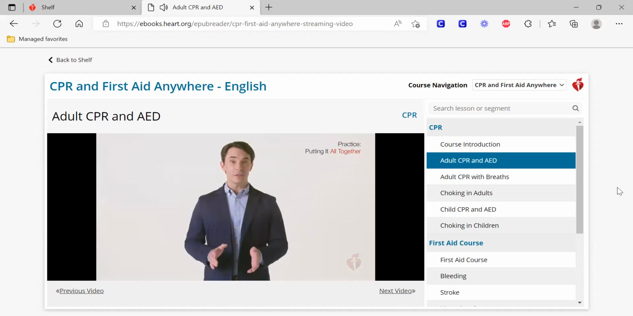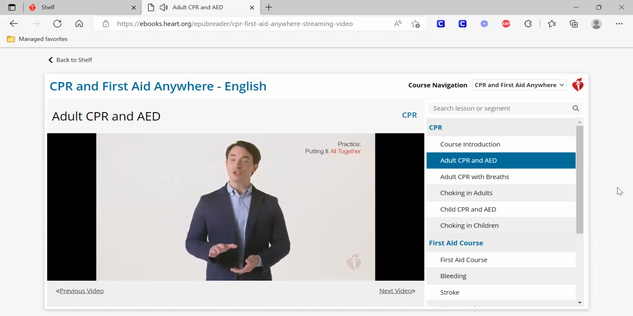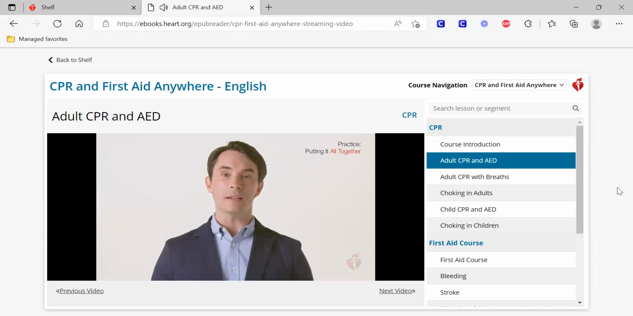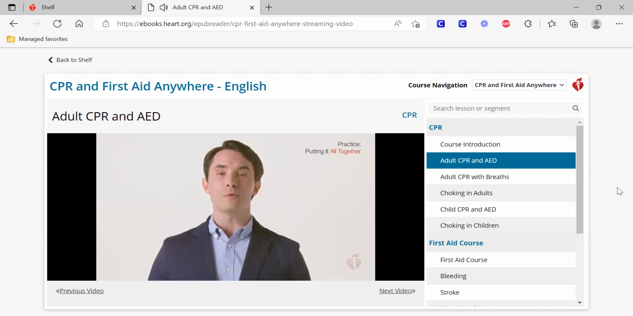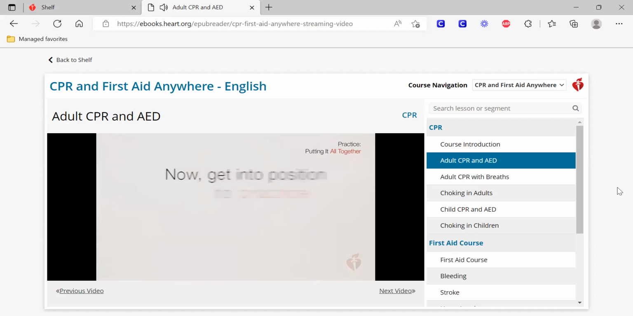Now we're going to put all the skills we've learned so far together in sequence. Here's a scenario. You're at a farmer's market, shopping with friends, when a customer suddenly collapses. Use your mannequin and follow along with the video to practice all the steps you would do to perform hands-only CPR.